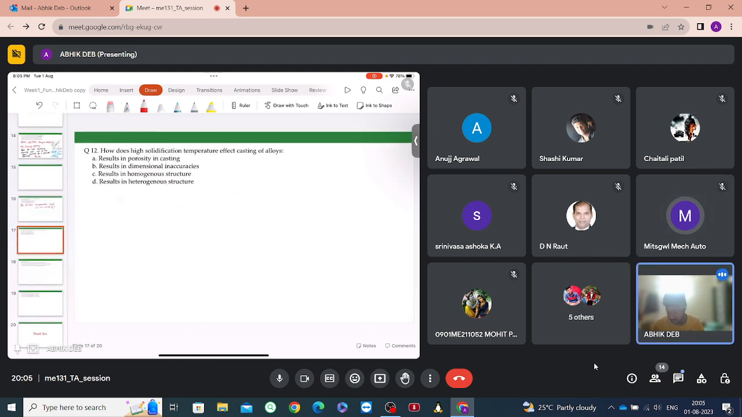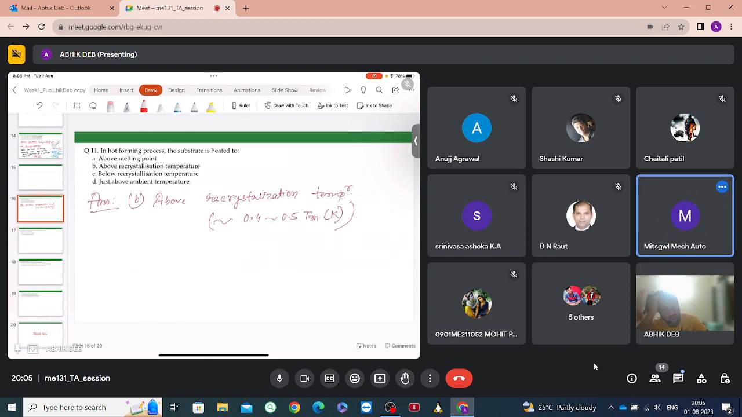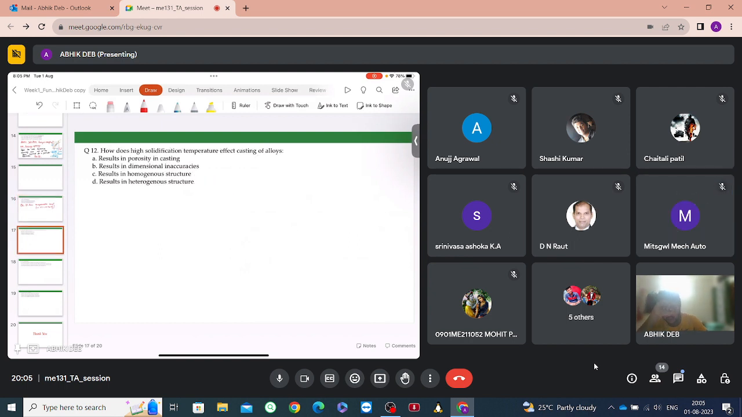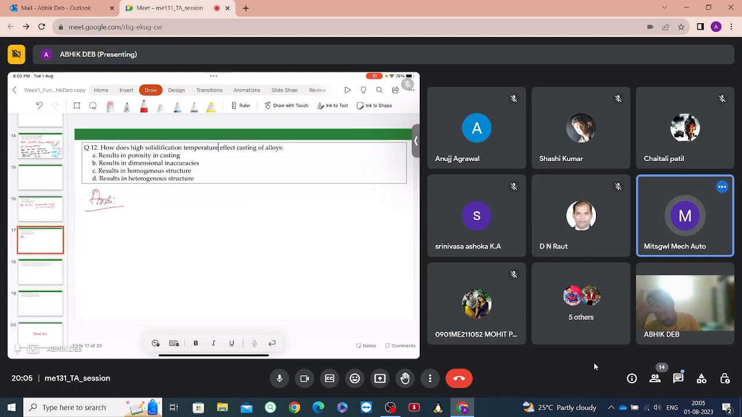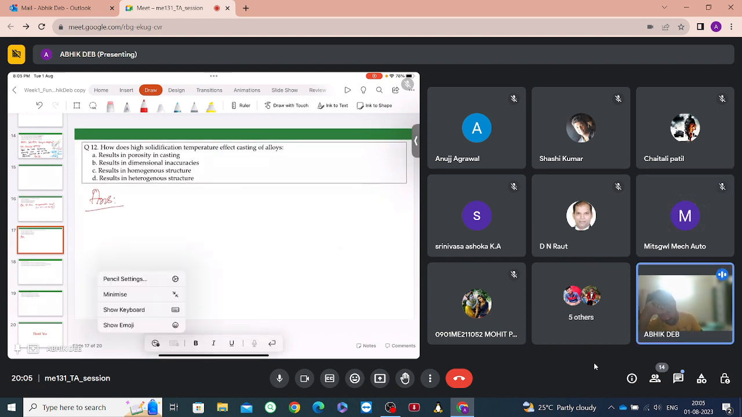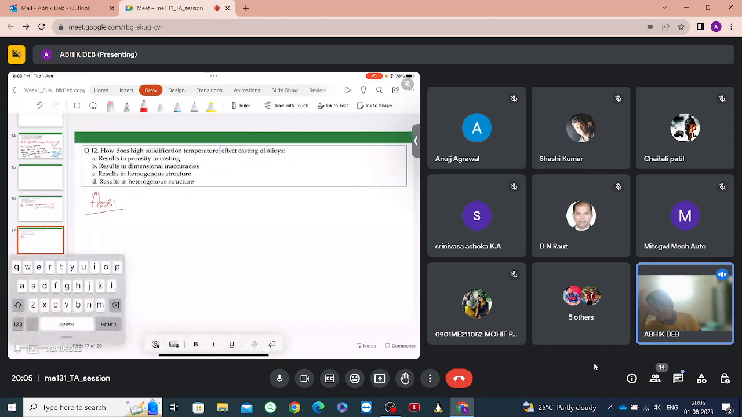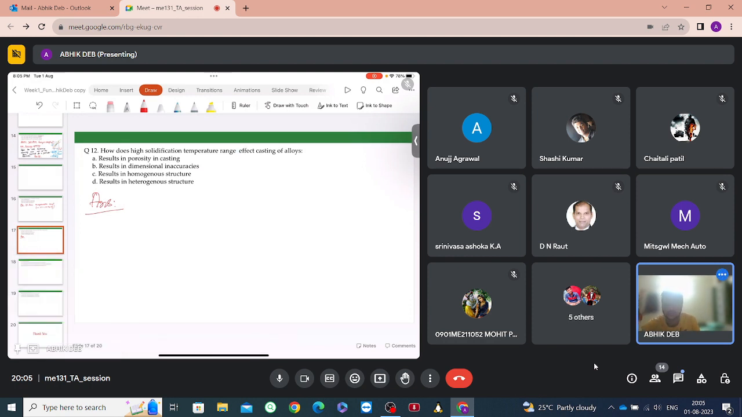Let's move on to the next problem. How does high solidification temperature range affect casting of alloys? It results in porosity. We have already explained how solidification temperature range affects this. Sir, option D is correct. There is a typo: it is not temperature, it is temperature range. So I hope it is clear because we have already explained it previously. Option D, heterogeneous structure, is correct.